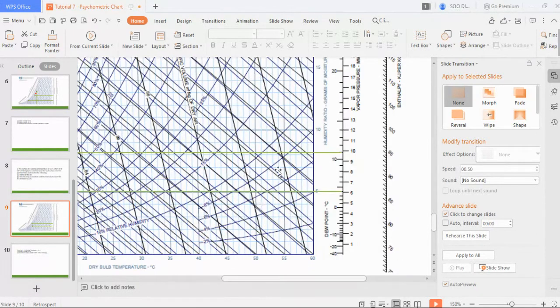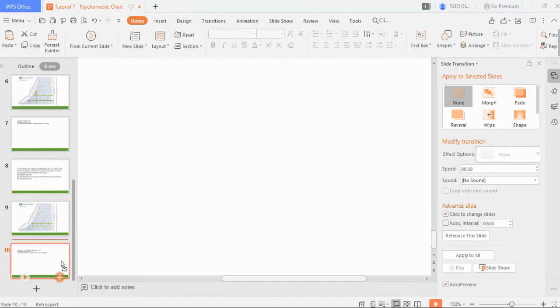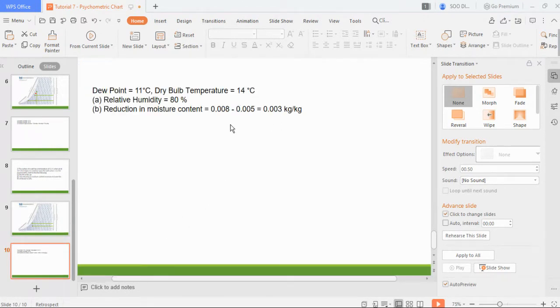The original one is close to about 8.2, and this one is close to about 5. So you subtract them, and you get a reduction of close to 0.003, as you can see here. So you need a reduction of 0.003 of the moisture content, and you'll be able to reduce the relative humidity from 80% to 50%.